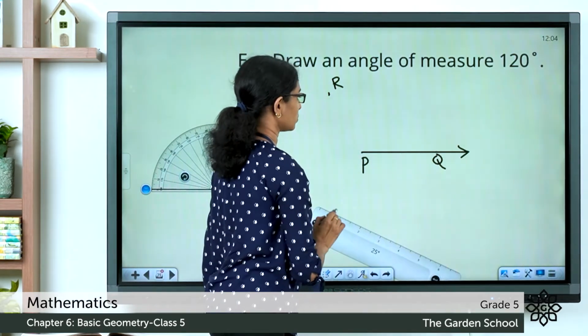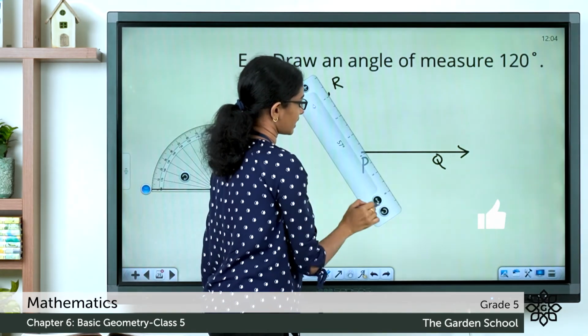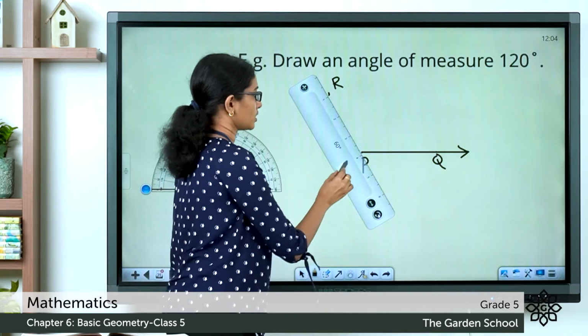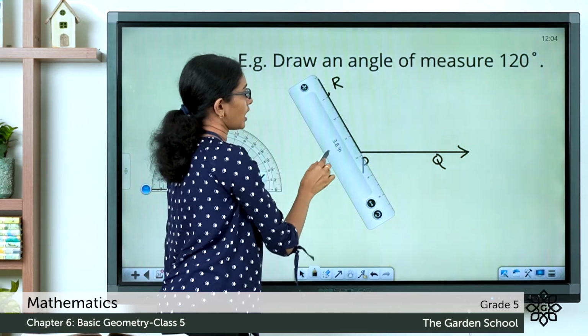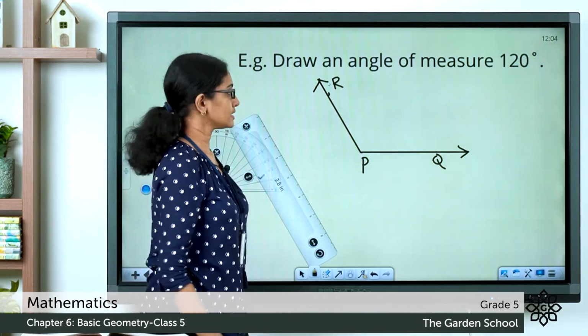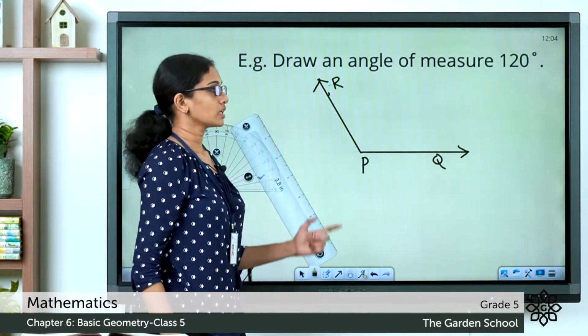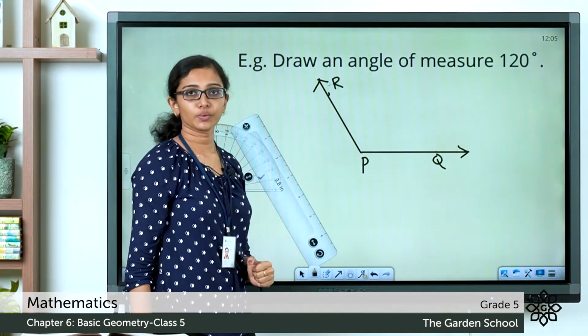So let's take the ruler and place it properly along a straight line so that we can join this R and P. Now draw a line joining R and P. Set aside the ruler, draw an arrow mark like this. Now we have the arm PR of the angle. Right now we have drawn an angle that measures 120 degree.